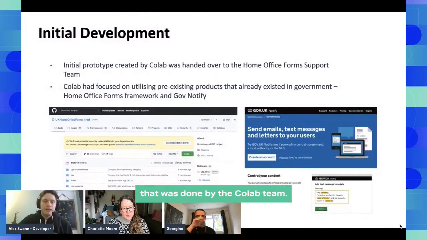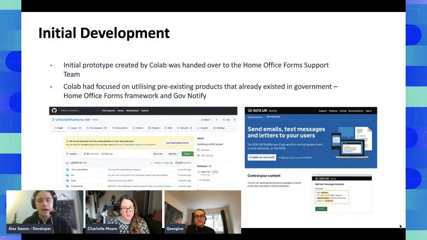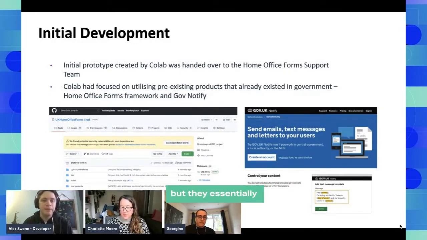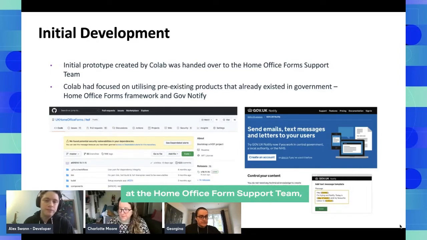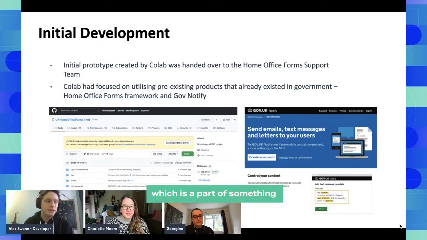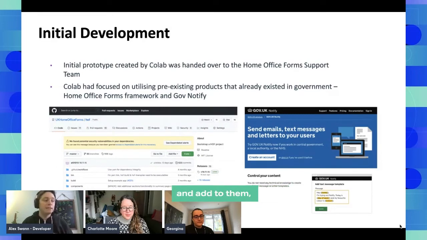So initial development was done by the CoLab team. I won't go into too much detail about them, but they essentially created the prototype, and this was handed over to us at the Home Office Forms support team, which is a part of something called Shared Application Services at the Home Office, where we want to take these products that have been built in the past and add to them, but where they're supported and built in-house, rather than by a team that's full of contractors, who may go away and take that knowledge with them when they go elsewhere. And so far, I think it's going very successfully.